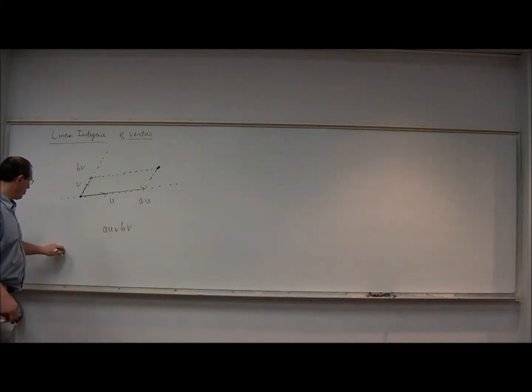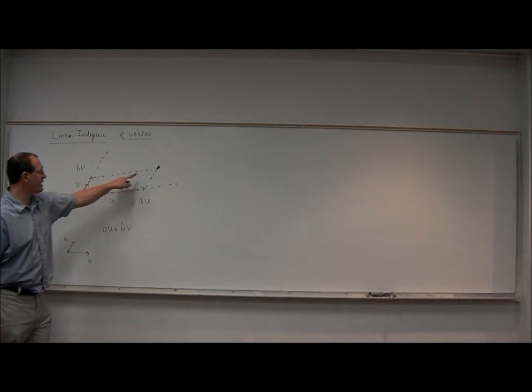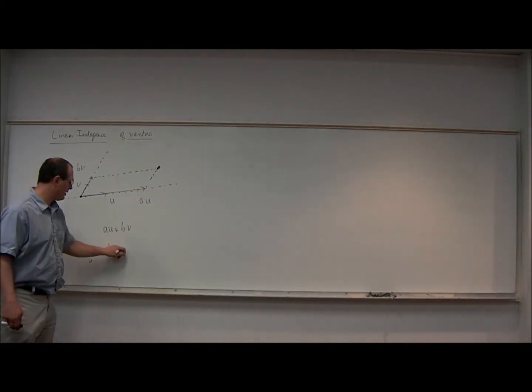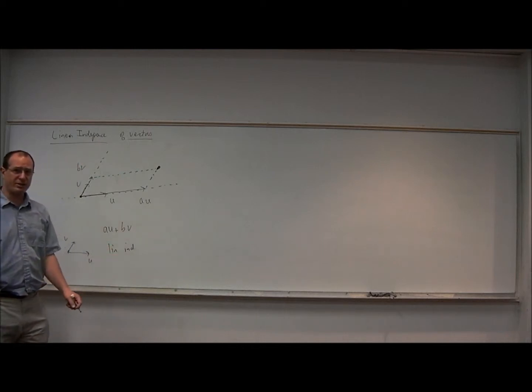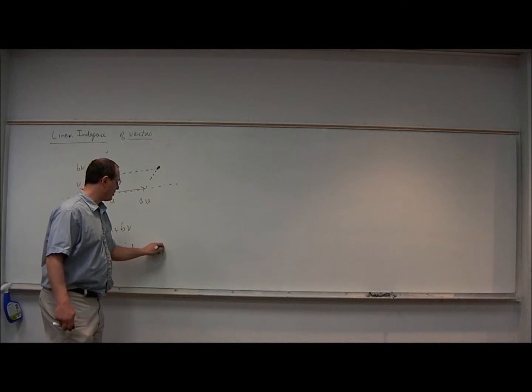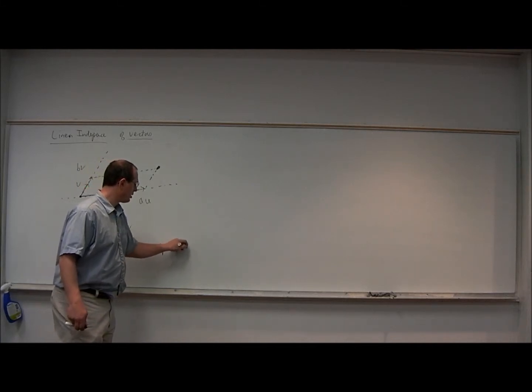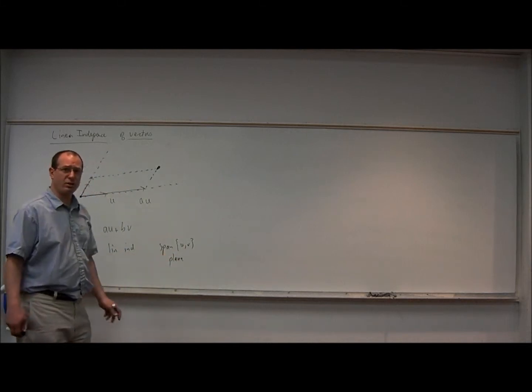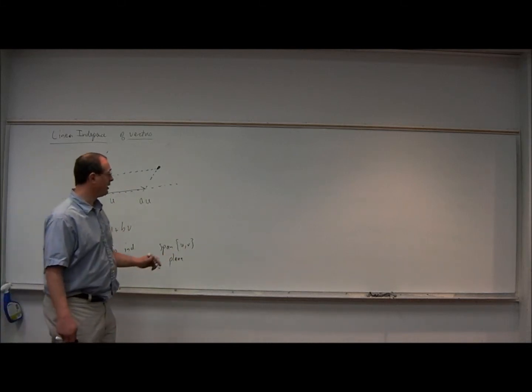So again, with these two vectors, u and v, that were not pointing in the same or opposite directions, they were pointing in completely different directions, we could get to anywhere in the plane. These two vectors would be an example of linearly independent vectors. The span of these two vectors, then, would be a plane. It would be a two-dimensional space.